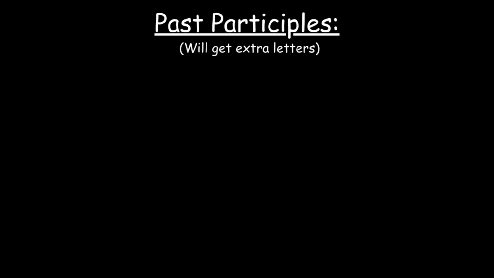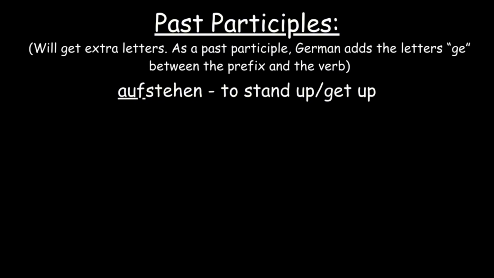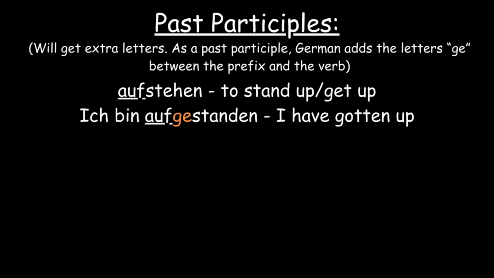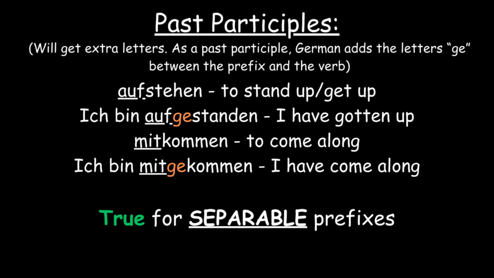Another concept is past participles, which will get extra letters. For instance, aufstehen means to stand up or get up, but when used as a past participle, German adds the letters ge between the prefix and the verb, like Ich bin aufgestanden. I have gotten up. Another example is mitkommen, to come along. When it's used as a past participle, ge goes between the prefix and the verb, like Ich bin mitgekommen. I have come along.